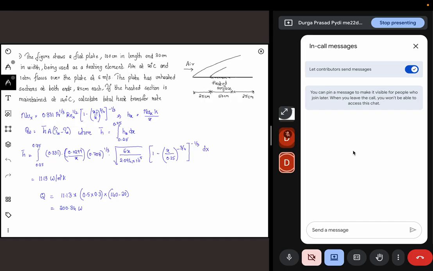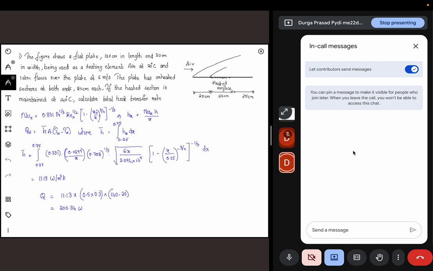Yeah. So the methodology is clear, right? So the steps are as follows. You are required to find the heat transfer from a particular surface, which is a flat surface. So first you observe that it is a flat surface, and then there is no external pressure gradient, which means that the free stream velocity is constant. Then we can use the flat plate theory that we have developed until now.